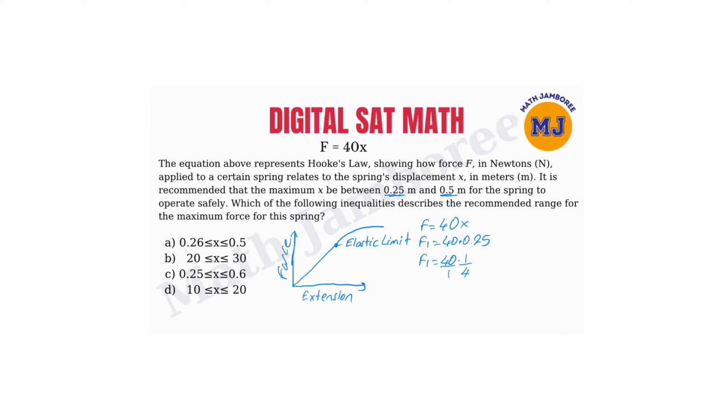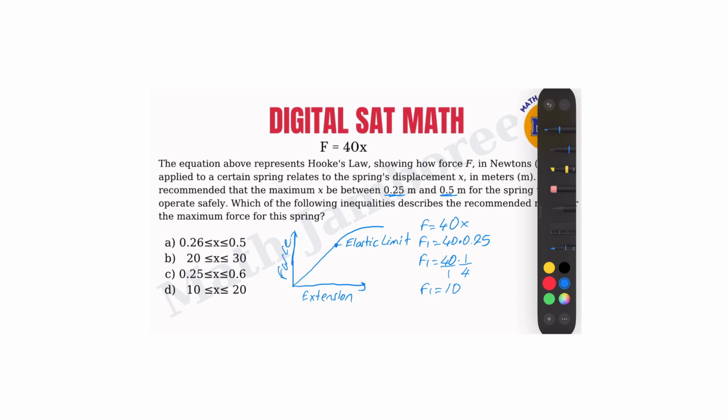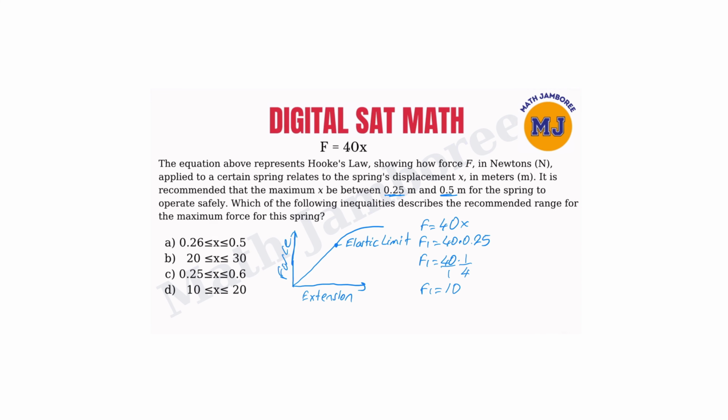And F1 is 40 divided by 4, which is 10. So F1 is 10. For F2, I'm going to use a different color of pen. We will still use the same formula, F equals 40x. So 40 times, this time our value is 0.5, which I will just write as a half. F2 is 40 times a half, which is 20.